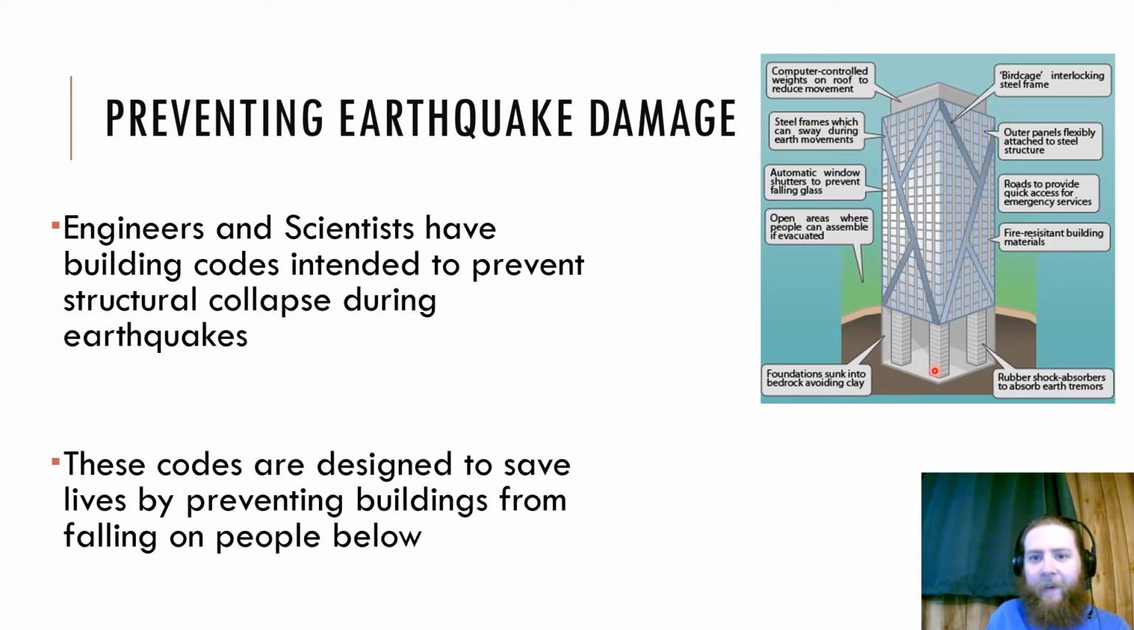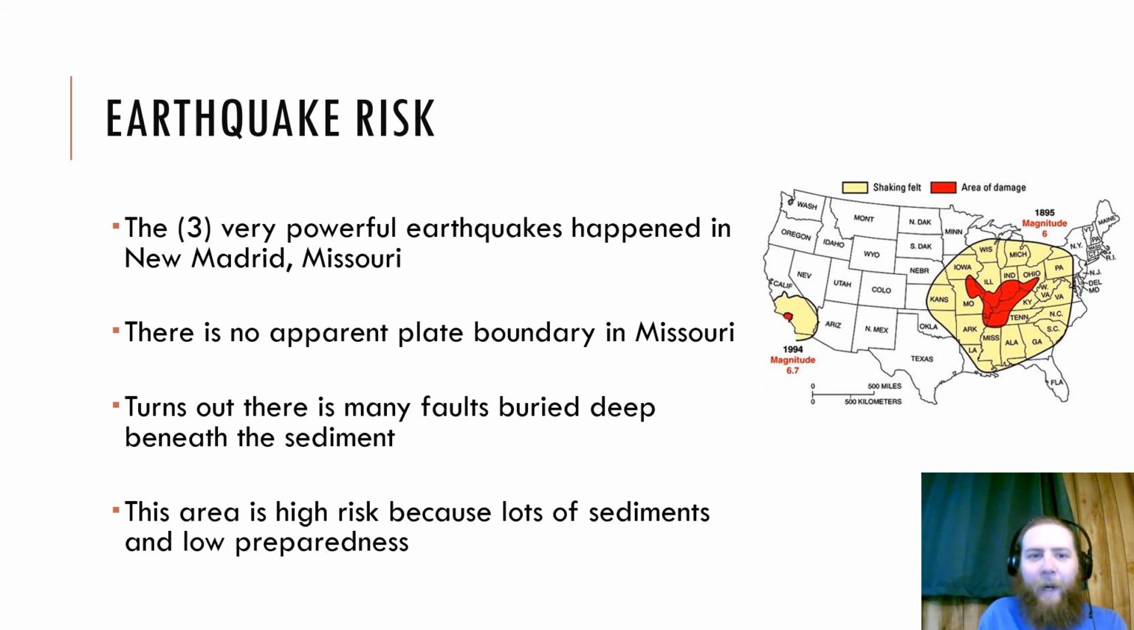So they've got up and down and side-to-side protection, making this building a little bit more secure. The glass will usually be very shatter resistant, because we don't want shattered glass to fall onto people. That's a good way to get cuts and lacerations. Not a good time. 3 very powerful earthquakes happened in New Madrid, Missouri, of all places.